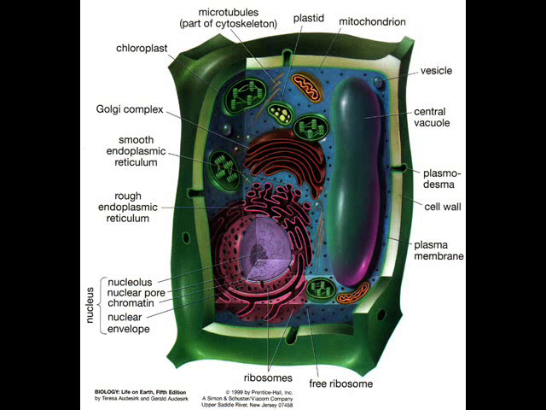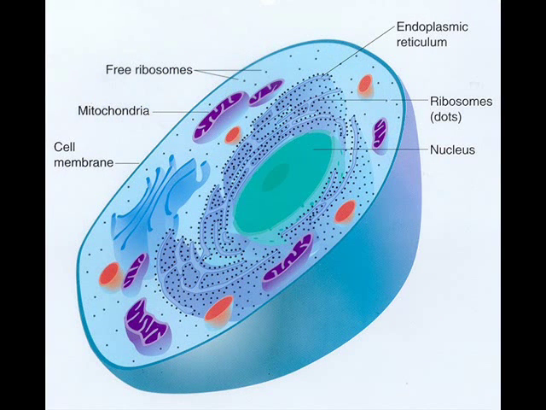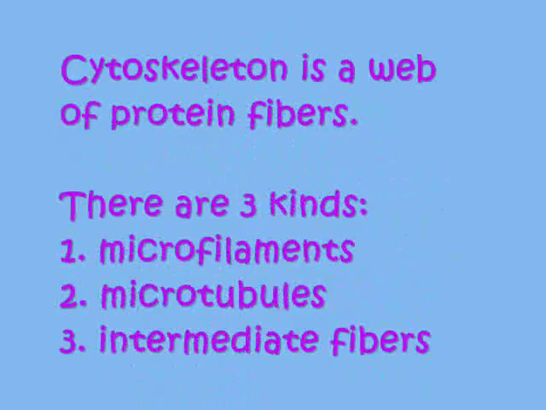Eukaryotes are organisms whose cells contain complex structures enclosed within membranes. They are typically much larger than prokaryotes. The picture that you can see here is a structure of an animal cell. They have a variety of internal membranes, organelles, and cytoskeleton. Cytoskeleton is composed of microtubules, microfilaments, and intermediate fibers. It is a web of protein fibers.